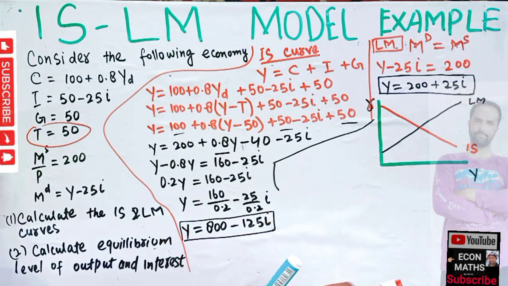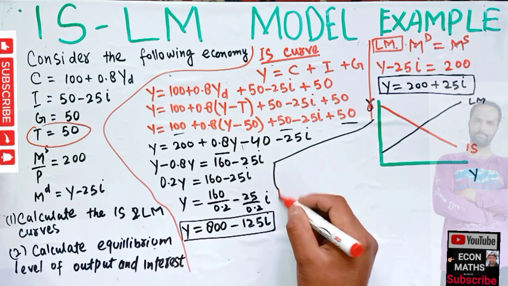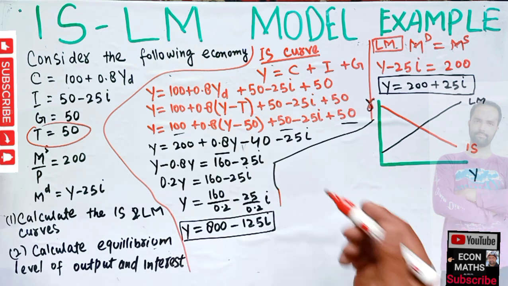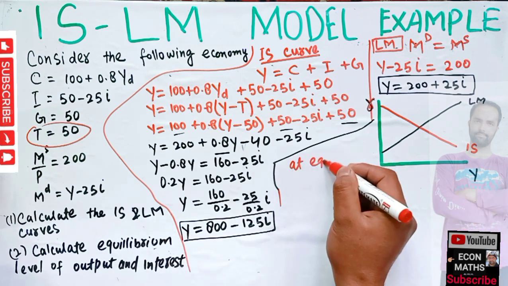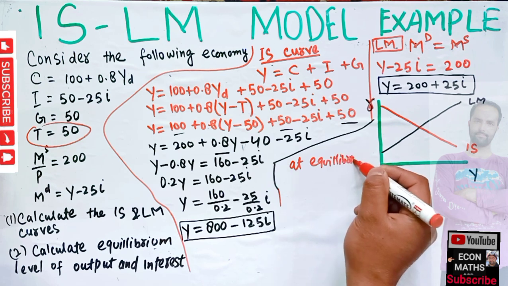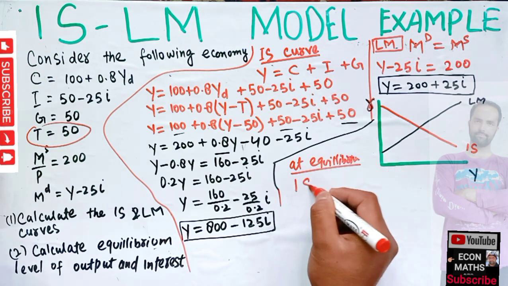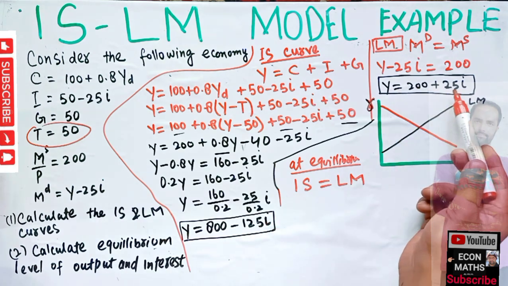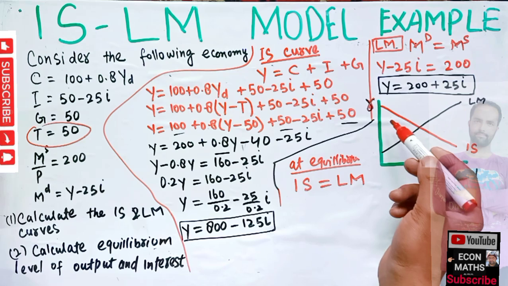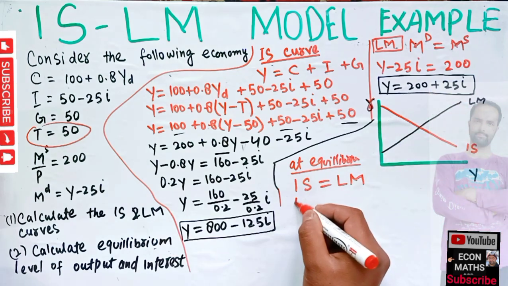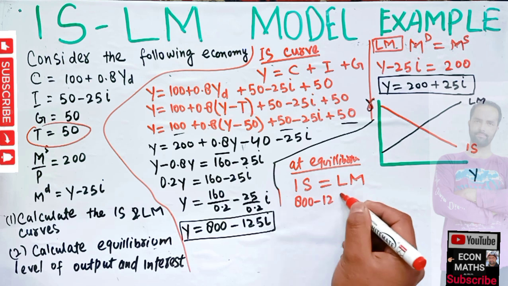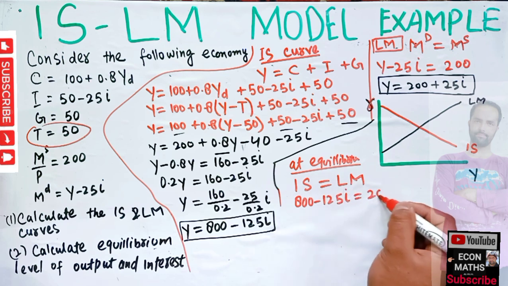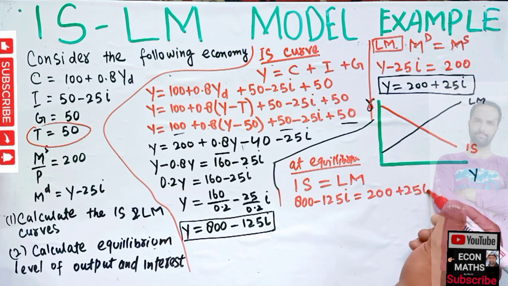To find the equilibrium level of output and interest rate, what we do is equate IS and LM. We know that at equilibrium our IS should be equal to LM. Our IS is equal to 800 minus 125 I, and LM is 200 plus 25 I. LHS is the same, so we can equate the RHS. That means 800 minus 125 I is equal to 200 plus 25 I.